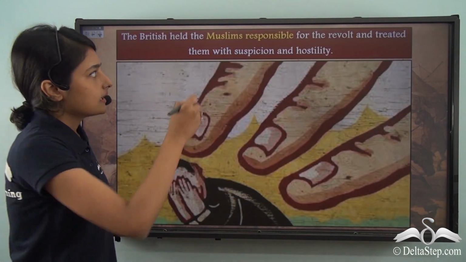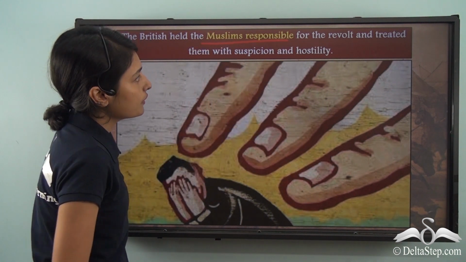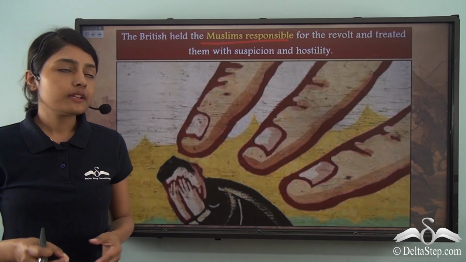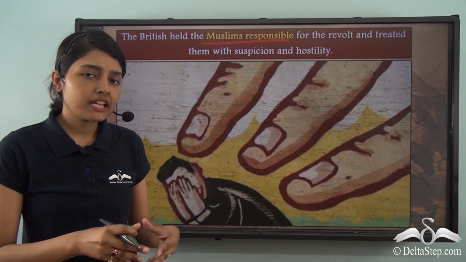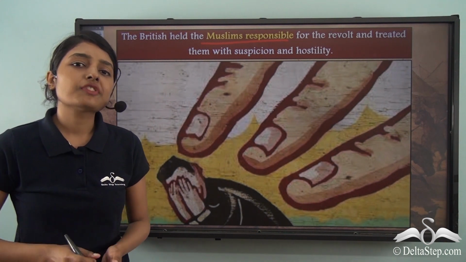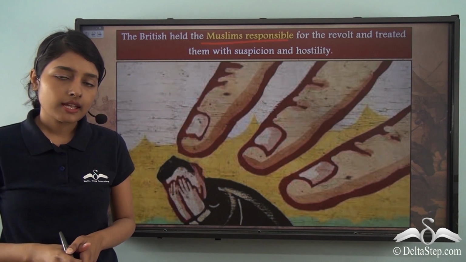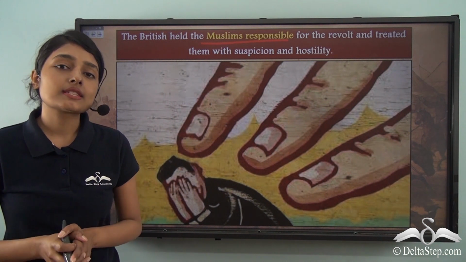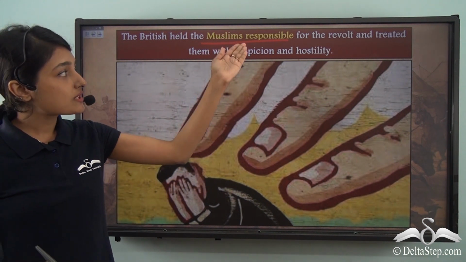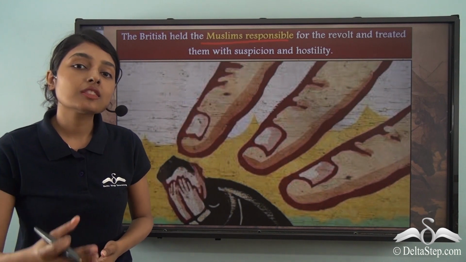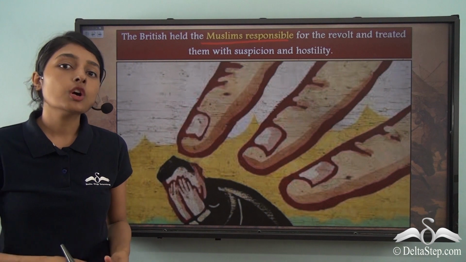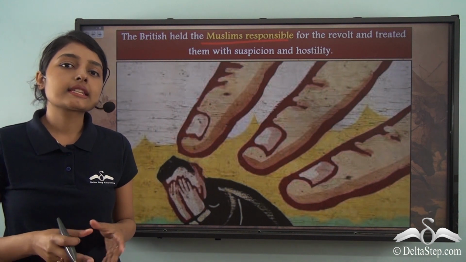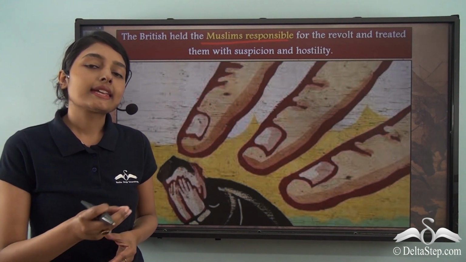The British held the Muslims responsible for the revolt, and they treated them with suspicion and hostility. The Britishers were of the opinion that the Muslims had played a very negative role, and that is how the revolt of 1857 had broken out. And these were actually ways to divide the population of the Indian society, because when the Muslims were treated with suspicion, the Hindus were given certain privileges with regard to job and employment opportunities. And by availing these opportunities, the conditions of the Hindus were getting better.